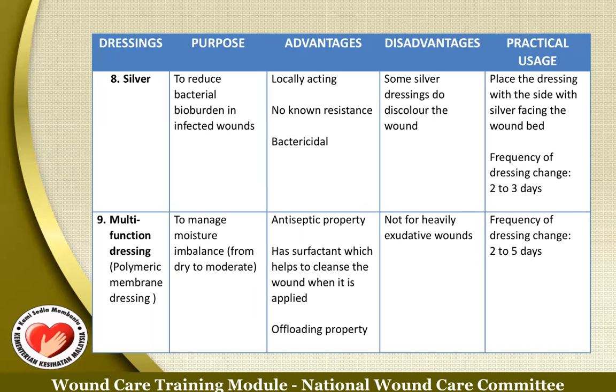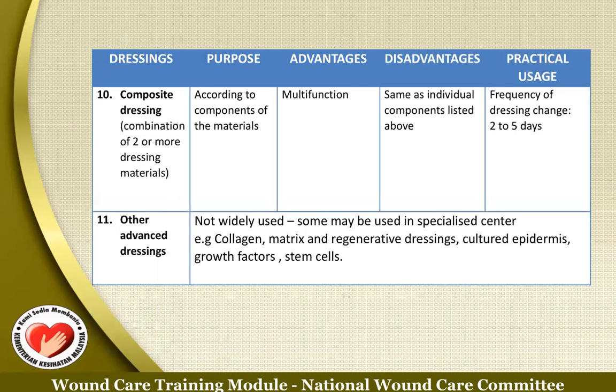There are polymeric membrane dressings to manage moisture imbalance from dry to moderate. They have antiseptic properties, hexamethylene, which help to cleanse the wound when applied, and also an offloading property. It's not for heavily exudative wounds. Usually we change from 2 to 5 days.